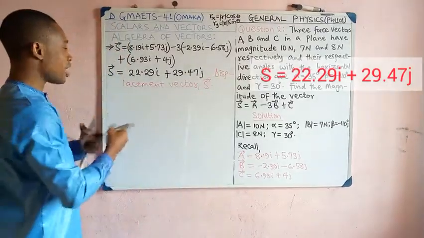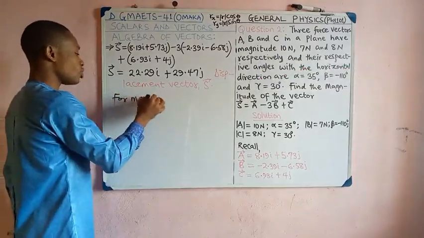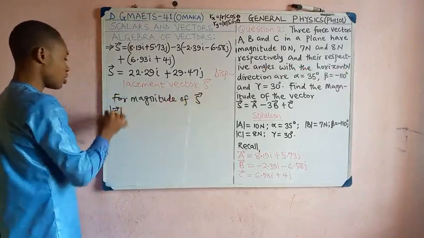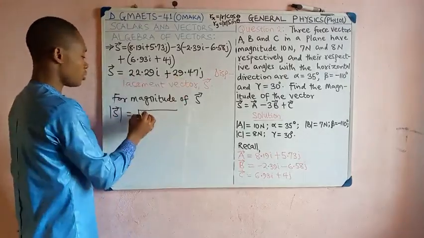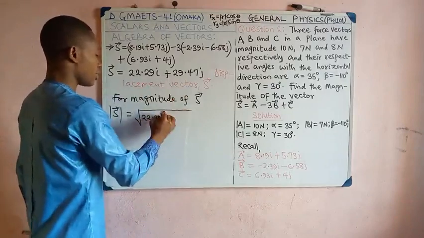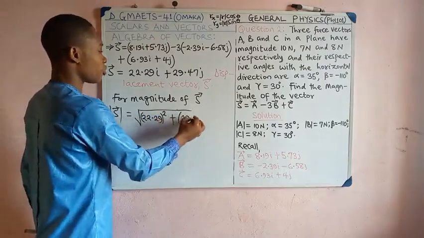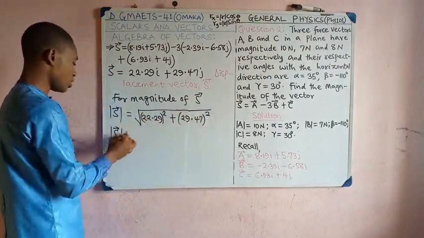Now to get the magnitude of S, this will give us the Pythagoras rule, the square root of this term. So it's going to be 22.29 squared, and this is affecting all the terms here, and then 29.47 squared. So let us see what this is going to give to us.